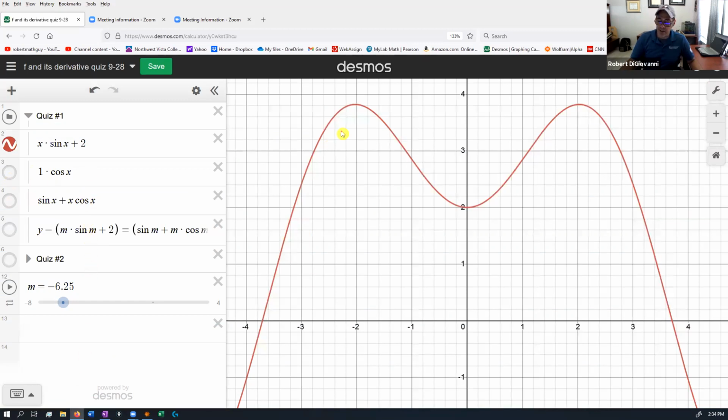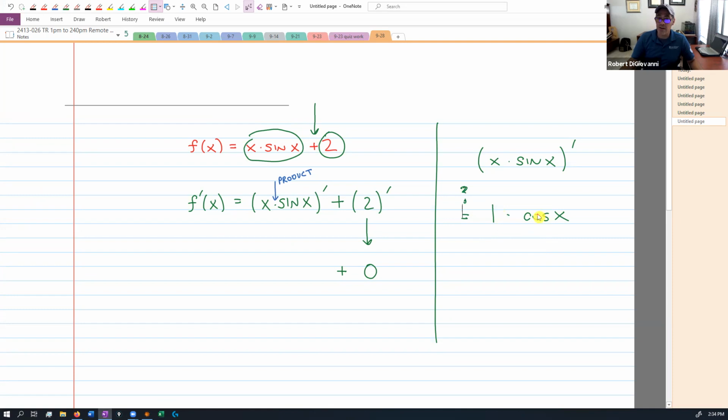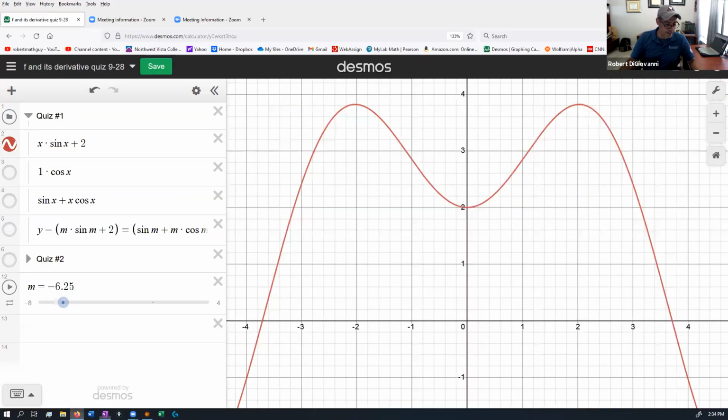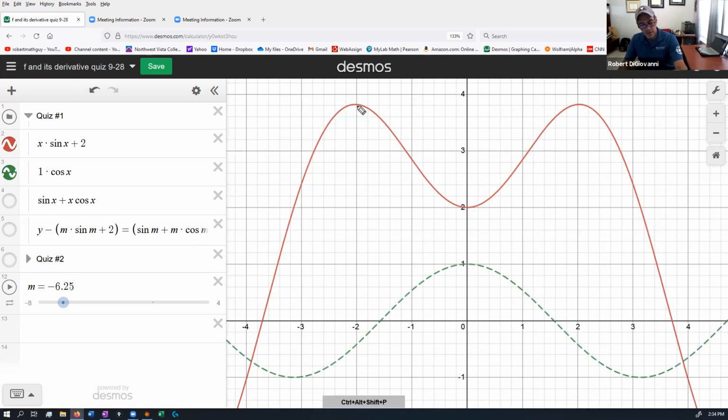So there's the original function. I'm going to graph cosine x. That's what we wish it was, 1 times cosine x, which is cosine x. Let's see if it is. Here's the graph. All right, so let's start looking. Slope of the tangent line here is 0. Slope of the tangent line here is 0. Slope of the tangent line here is 0.